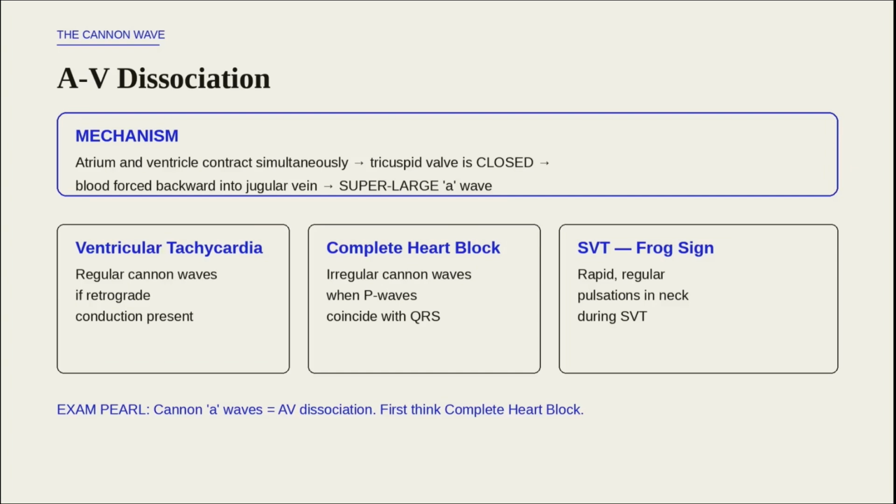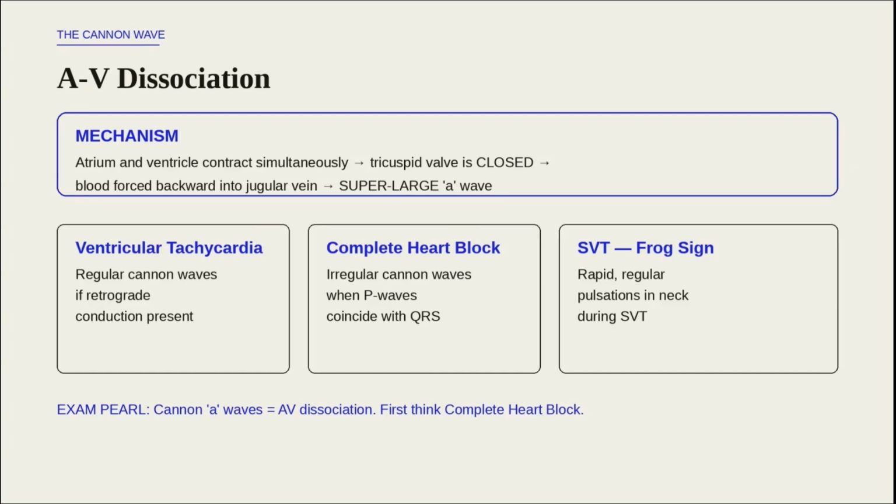In ventricular tachycardia with retrograde conduction, you see regular Cannon waves. In complete heart block, they are irregular, appearing only when a P wave happens to coincide with a QRS complex. And in supraventricular tachycardia, rapid regular pulsations produce the so-called frog sign.